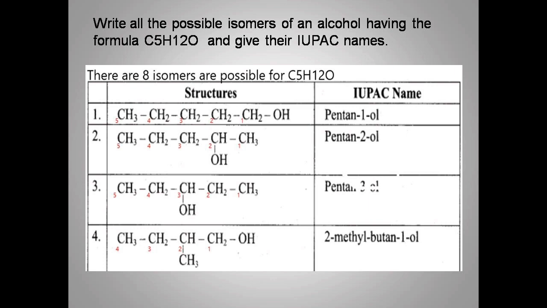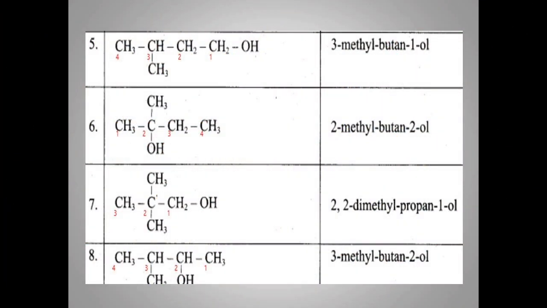Fourth one, here the 4 carbons are linear, only 1 carbon is a branch, and the first carbon possesses OH, so 4 carbon means but single bond ane, and first carbon alcohol 1-ol, second carbon contains methyl, so 2-methylbutan-1-ol. The fifth isomer, here 4 carbons are linear, only 1 carbon is a branch. First carbon contains alcohol, 4 carbon means but single bond ane, first carbon possesses alcohol, so 1-ol, and the third carbon contains methyl, so 3-methylbutan-1-ol.